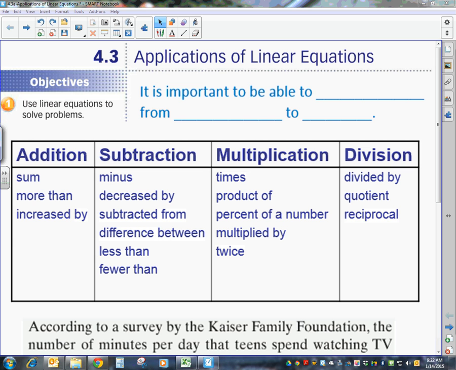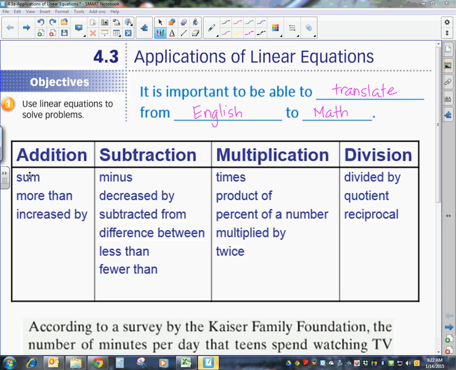Okay, today we are covering section 4.3, which is applications of linear equations. We are only covering the first objective, which is to use linear equations to solve problems. I am limiting the number of real-world applications. I want to concentrate on just the simple fact of being able to translate, as I like to call it, from English to math.